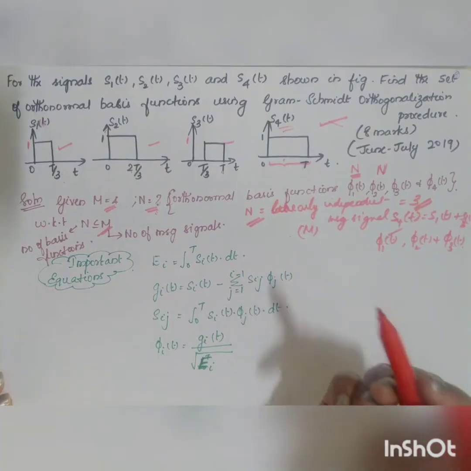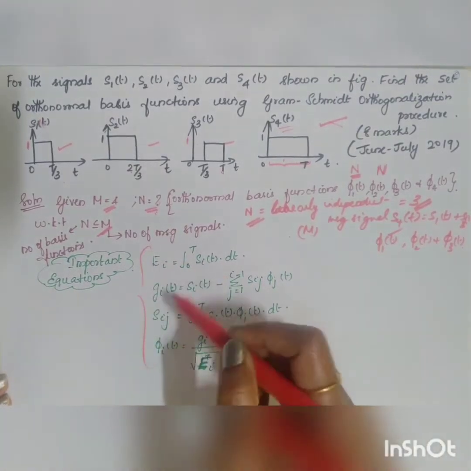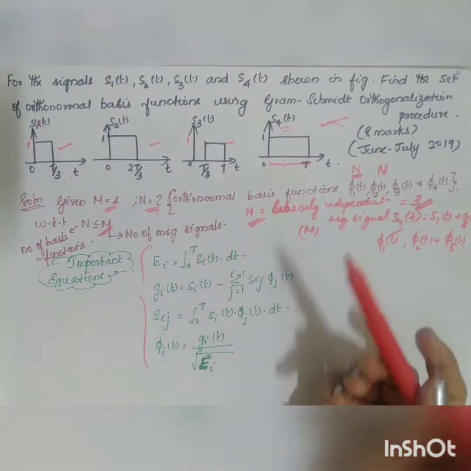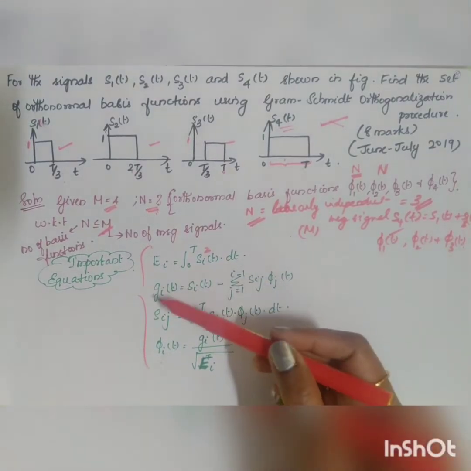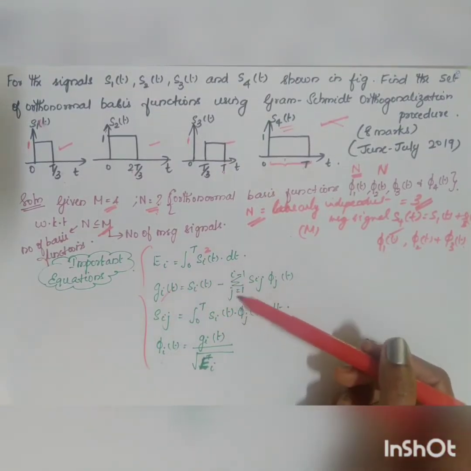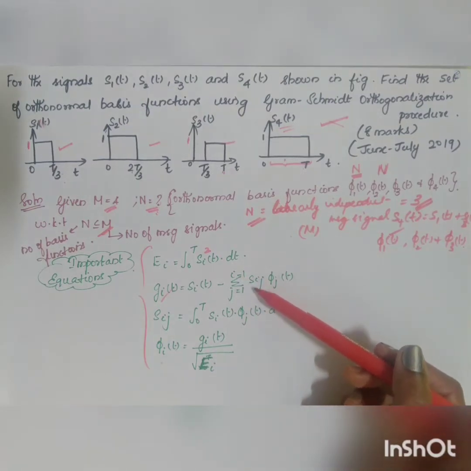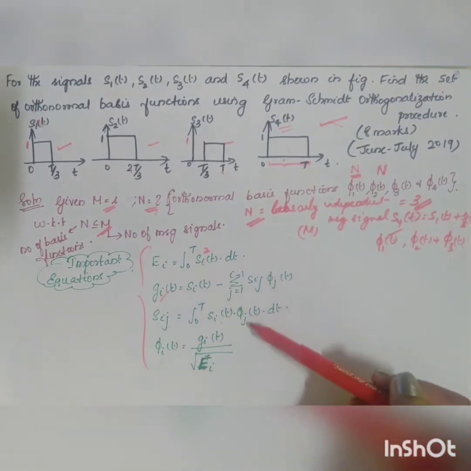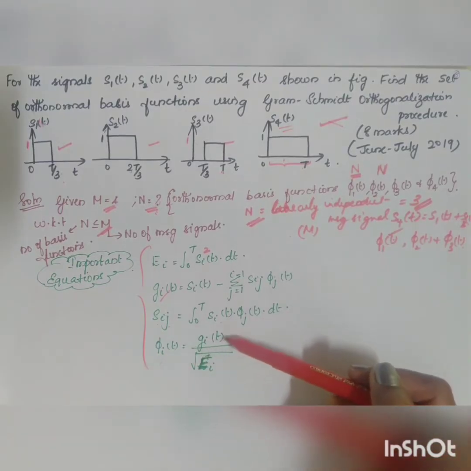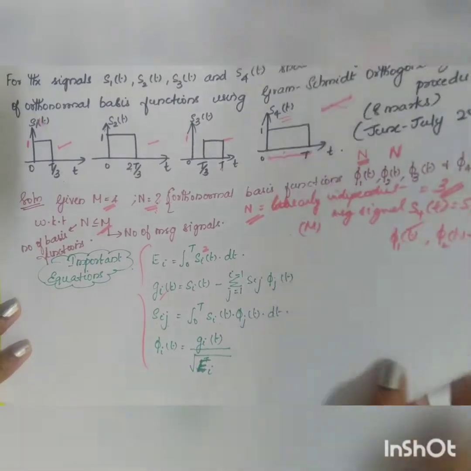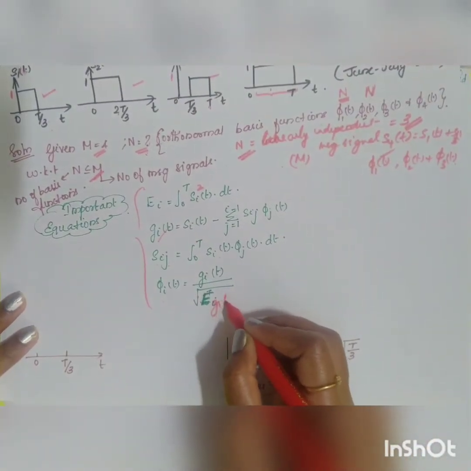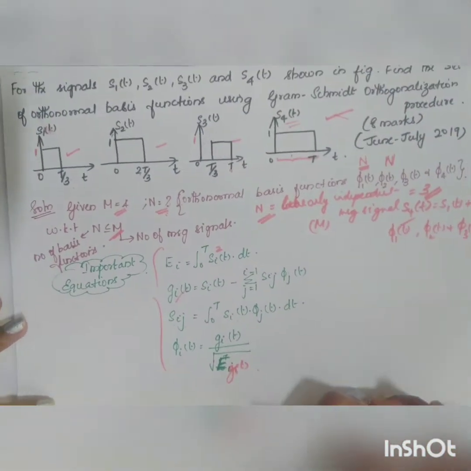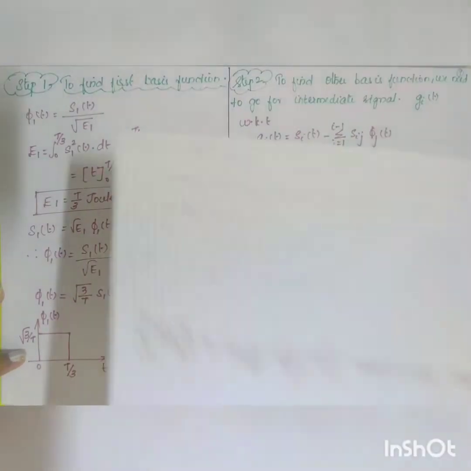Step 1, you are going to find out your first basis function. Before that, these are just recalling your important points. You know that energy of the signal is equal to the integral from 0 to T of si square of t into dt. The intermediate function gi of t is equal to si of t minus summation j is equal to 1 to i minus 1 of Sij into phi j of t. Sij is equal to the integral from 0 to T of si of t and phi j of t into dt. Therefore, phi i of t is equal to gi of t divided by the square root of the energy of gi of t. These are the important formulas which we have seen in the Gram-Schmidt's orthogonalization procedure derivation.